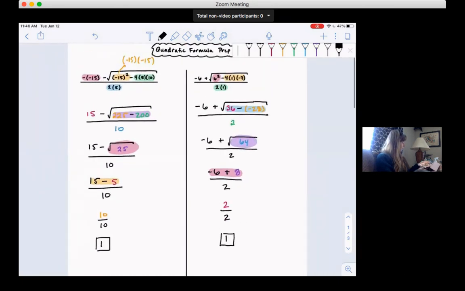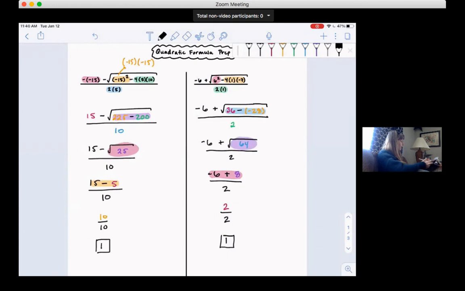Okay, but so that's basically how you can simplify an expression of this type, which we're going to be doing when we use the quadratic formula to solve equations.